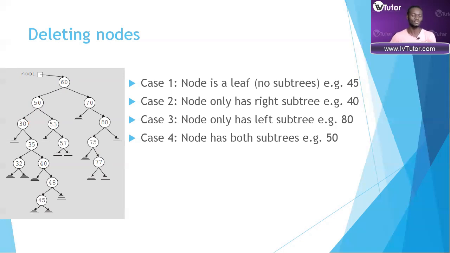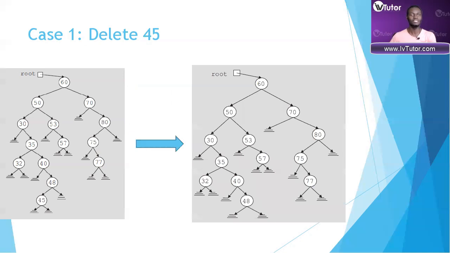And the easiest, obviously, being case number 1, which means if you're deleting this node, 45, all you need to do in this case, and listen carefully, is set this one here to a null value, like this, to terminate it, and then you can simply delete this node. And after doing that, you can see that we have terminated there, and our 45 is gone. That is the easiest case to deal with.